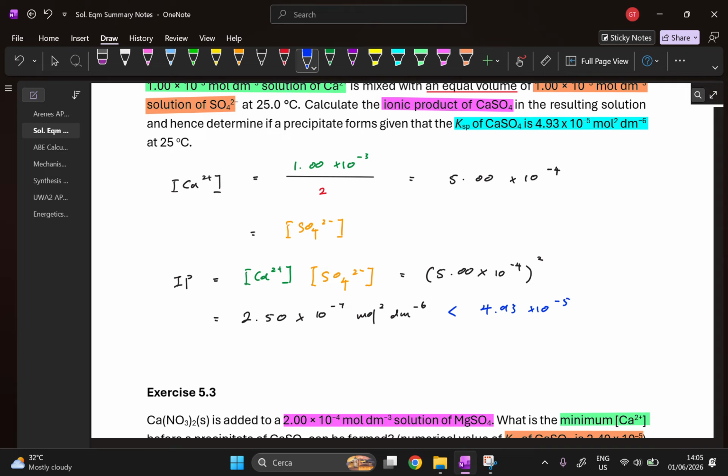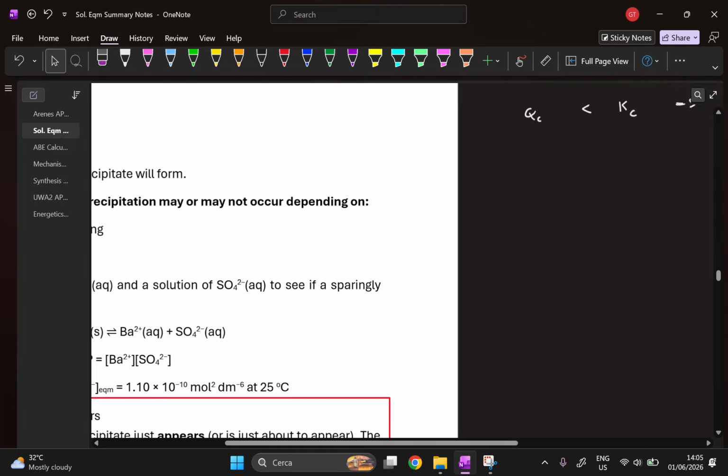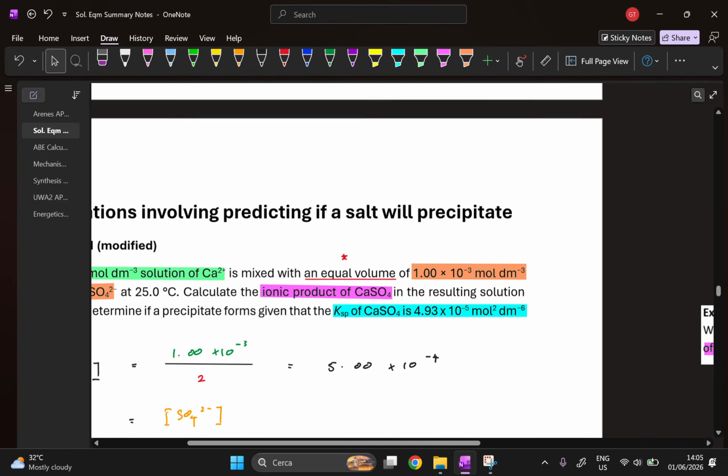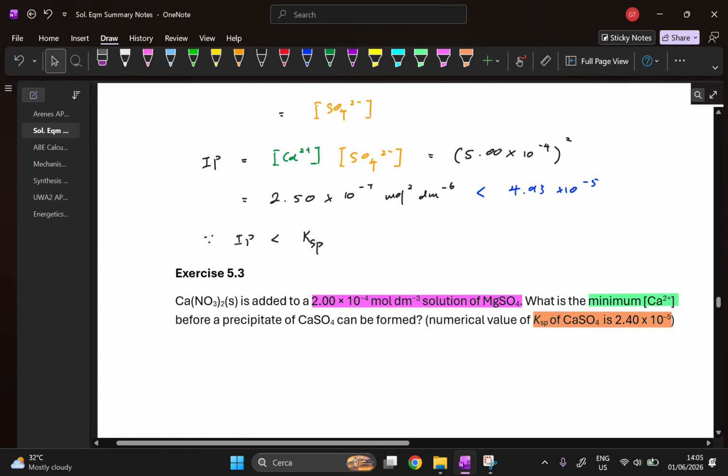So because I have established that my ionic product is less than my KSP, in other words, my QC is less than KC, so my position of equilibrium is lying to the left, and therefore no precipitation will form.